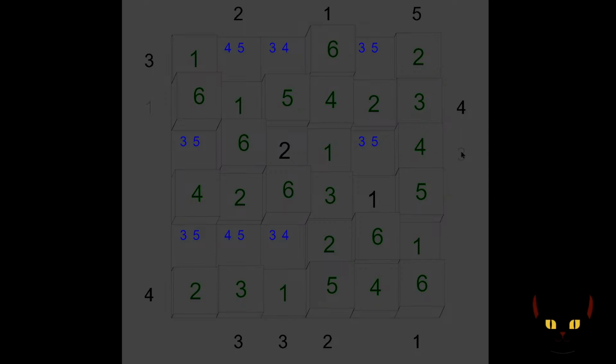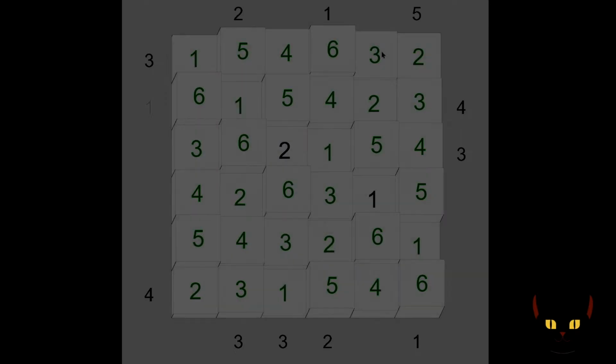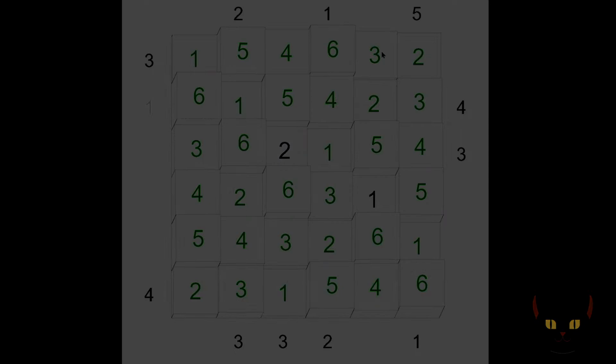So how many clues do I have left? 3. I need to put the 5 here. Yay, one of my guesses was lucky. And now I'm gonna go. It's past 8 o'clock.